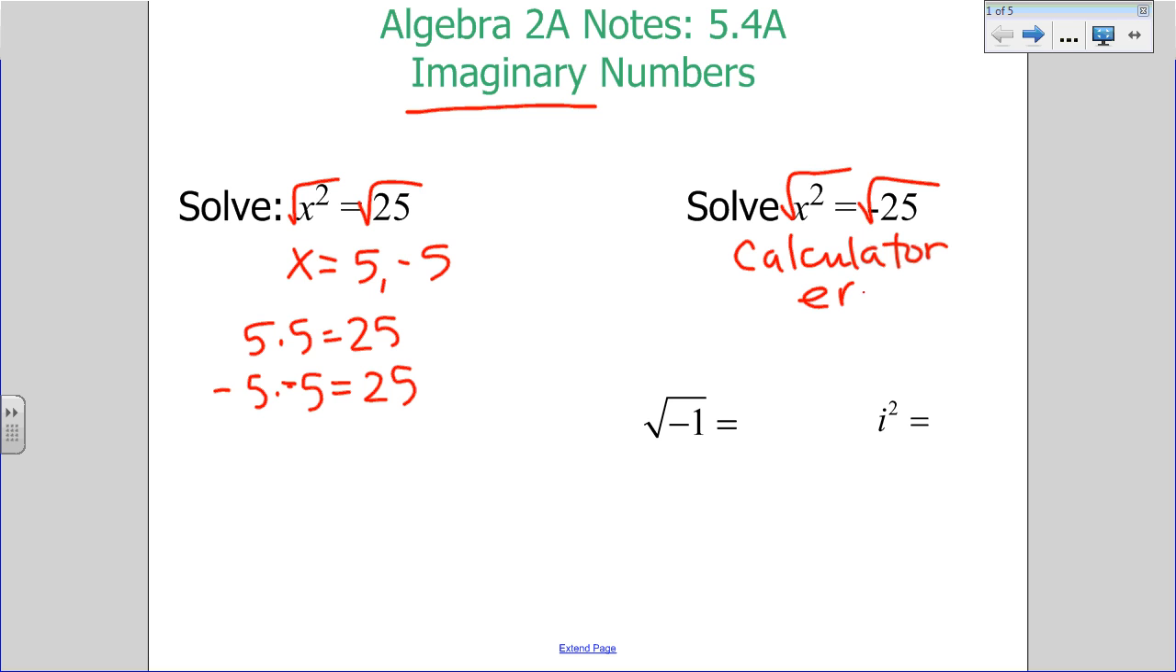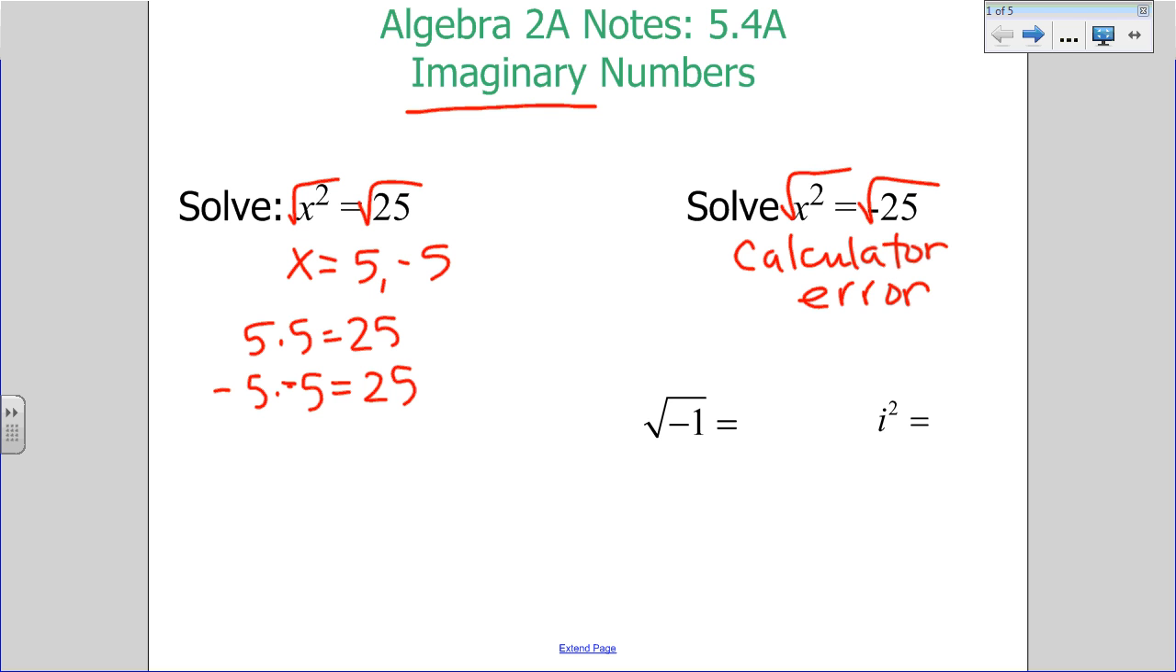If you actually calculate this on your calculator, it will tell you error. And so what we're going to do now is introduce these imaginary numbers. And these imaginary numbers are actually used when it comes to things like computer programming and solving some problems that help with creating the computers and the phones that we use today.